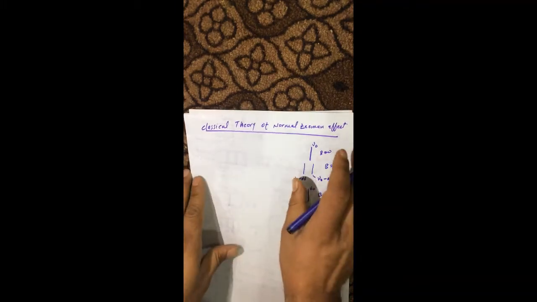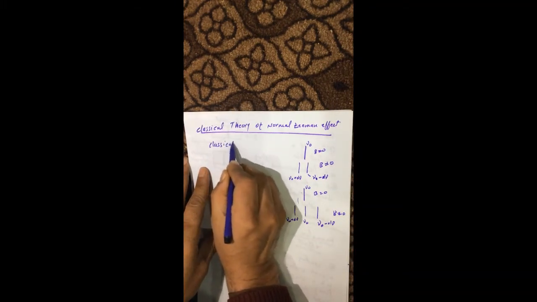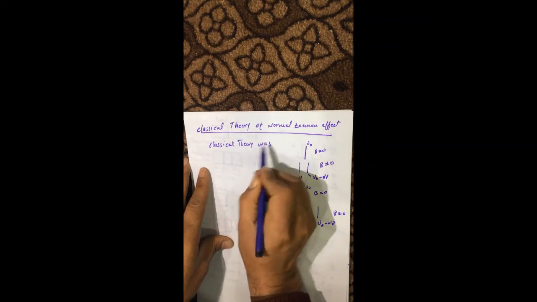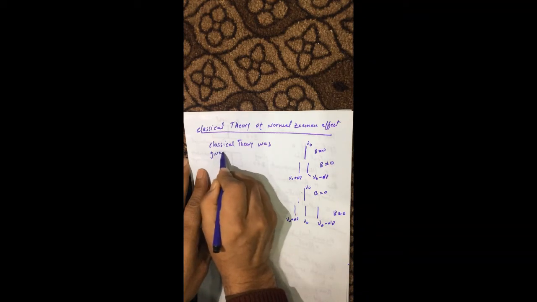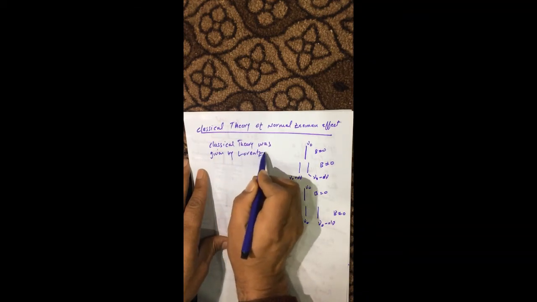Now we will explain it by using the classical theory. The classical theory was given by Lorentz. Now we will use Lorentz theory to explain the normal Zeeman effect.